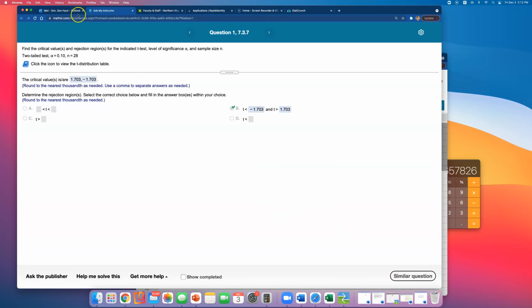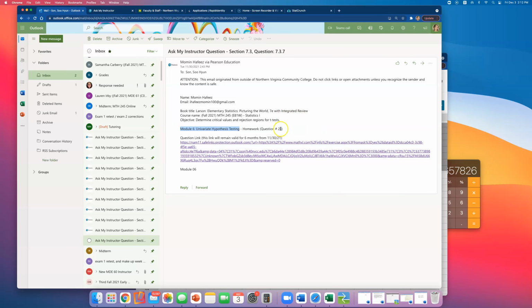Okay, and that's it for question number 28 on Module 6 homework.